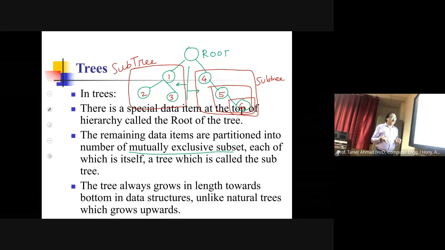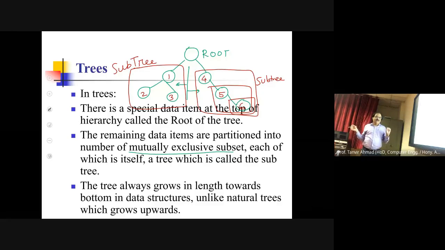Now, a tree always grows in length towards the bottom in data structures, unlike natural trees which grow upwards. When you find a natural tree in your garden, it grows from bottom to top. But here, it grows from top to bottom. That means it always grows from the top to the bottom. And therefore, if you rotate it by 180 degrees, it could be a tree of a garden.